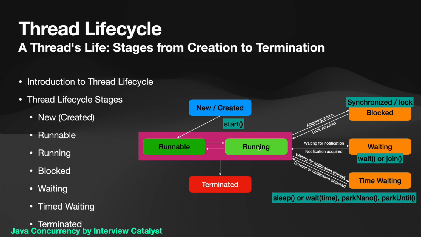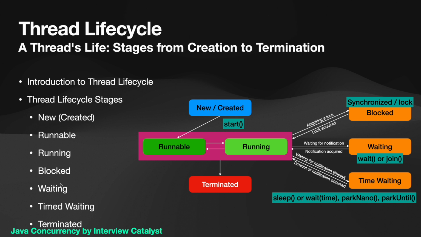Running. Once the thread scheduler picks the thread, it enters a running state. This is when the thread starts executing the code inside the run method. Remember, this transition from runnable to running is controlled by the operating system's thread scheduler, so you don't have direct control over it.